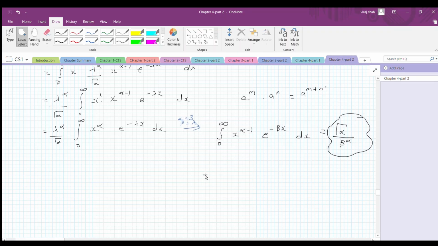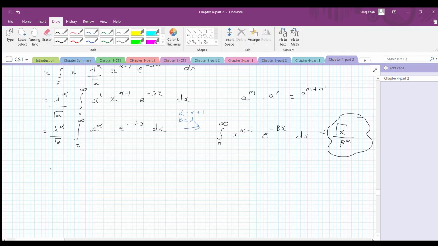Yeah, gamma function. Now let's figure out the values of alpha and beta. Beta is simple. Comparing this and this, I can get beta is nothing but lambda, so I can write lambda here. Now I always compare it with alpha minus 1, so I always write this in that term. So I now state that alpha is nothing but alpha plus 1. So I got my value of alpha and beta.